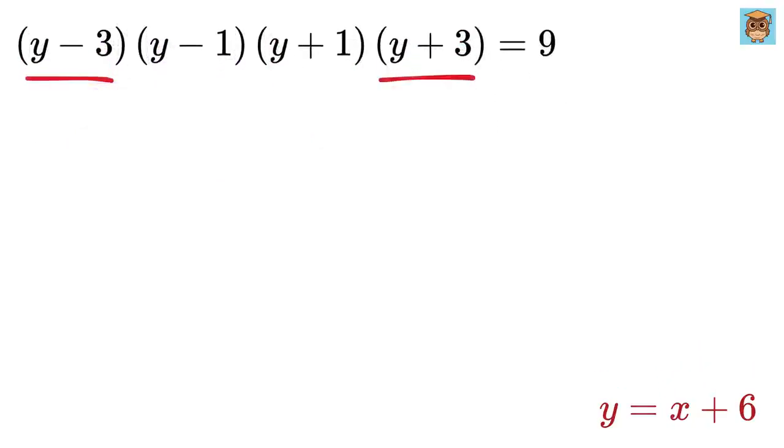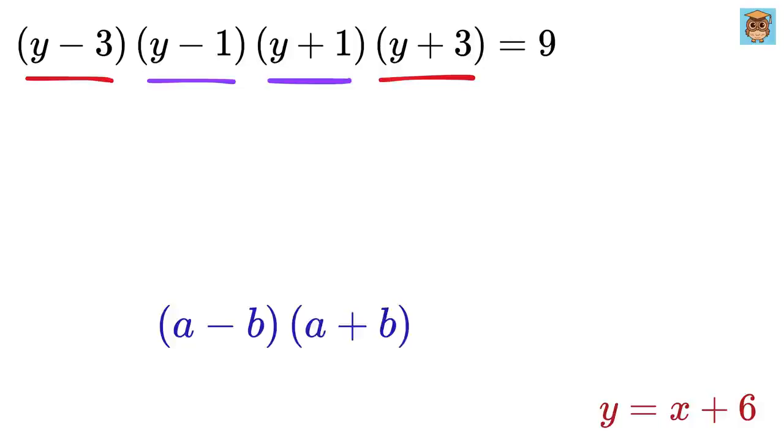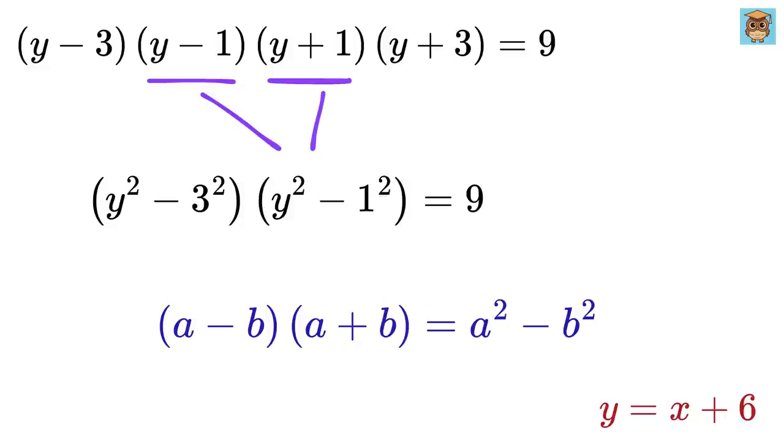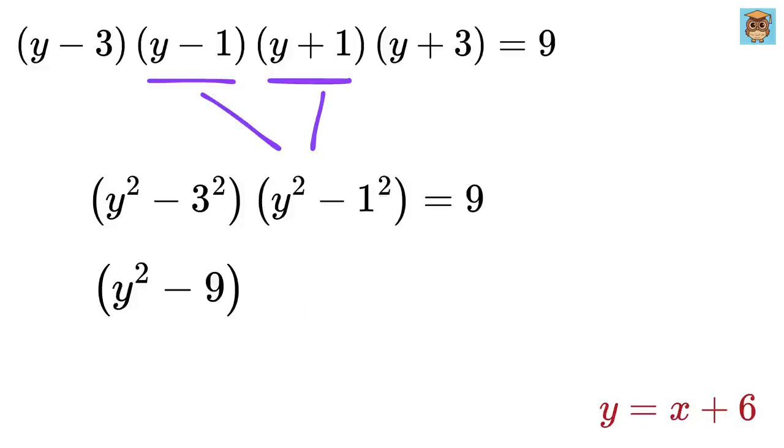Now look at these two expressions, and also look at these two expressions together. Do they look familiar? Yes. Both of them grouped together will be of the form a minus b times a plus b, which equals a squared minus b squared. So this becomes y squared minus 3 squared, and this will become y squared minus 1 squared. So now we have y squared minus 9 times y squared minus 1 equals 9.